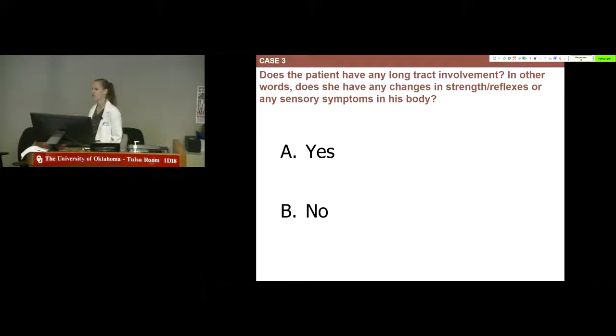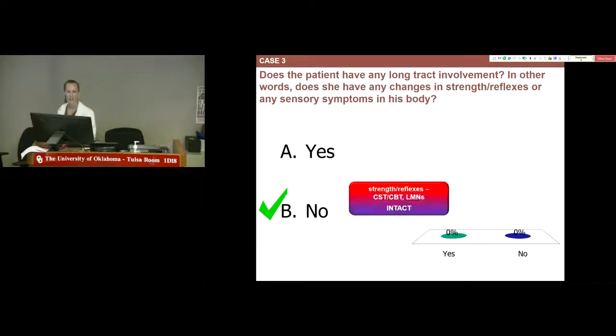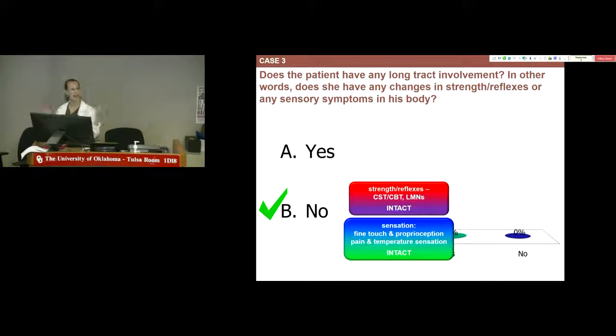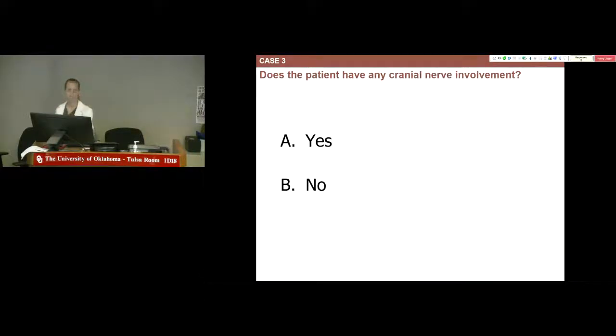Does she have any long tract involvement? So does she have issues with strength and reflexes, or does she have any sensory symptoms in her body? Yeah, we specifically said no. It's one of the last lines there. So her strength and reflexes were intact, which tells us her corticospinal tract and her lower motor neurons in her spinal cord are okay. And then the sensory systems bringing in somatosensation are also spared. So does the patient have any cranial nerve involvement? Yes or no?